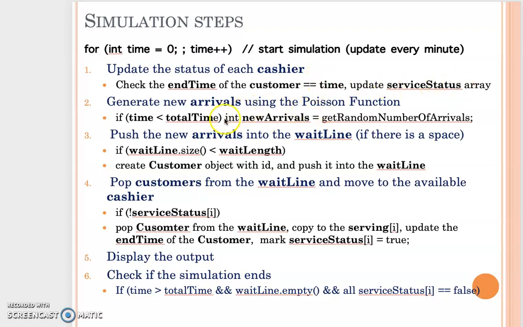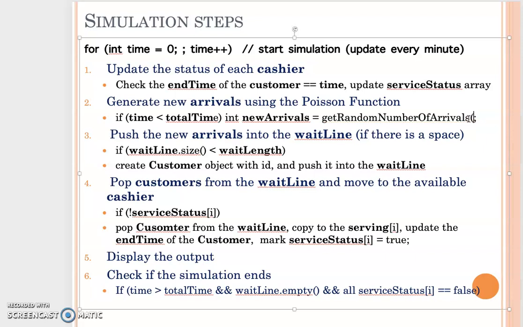So the next one, you will generate the new arrival from the post function. That's the get random number of arrival function, the function we provide you. So here, you just need to pass the rate information. Then you have the new arrival, but you need to check your wait line. If the wait line has room, then we can generate a customer and push it to the wait line.